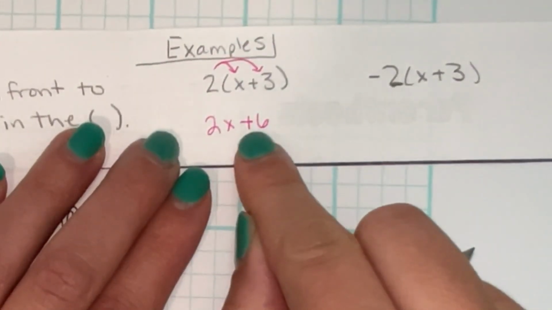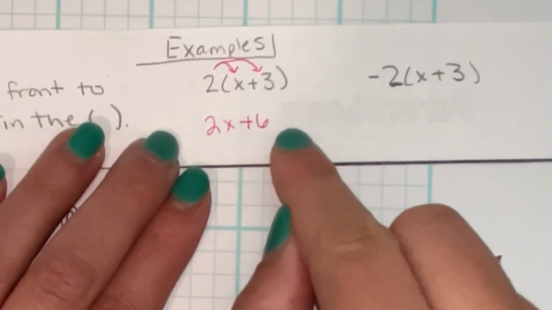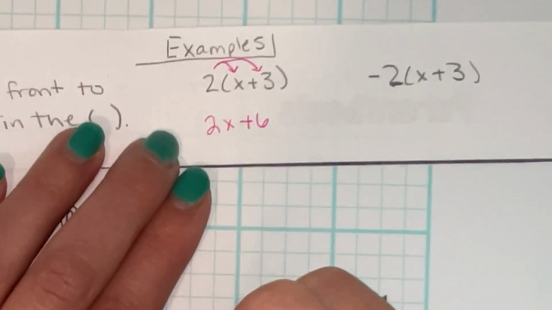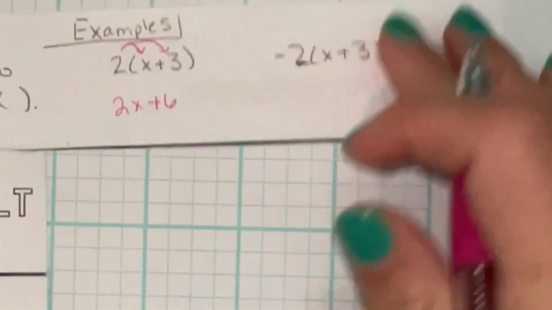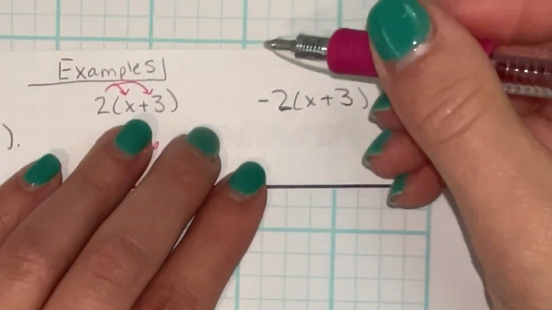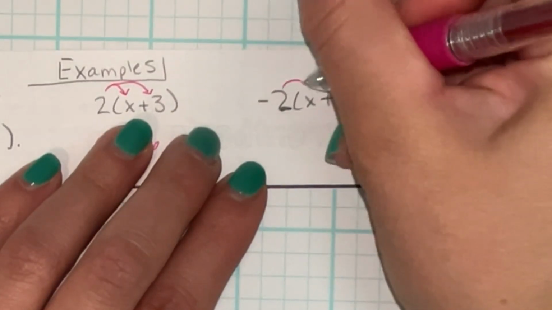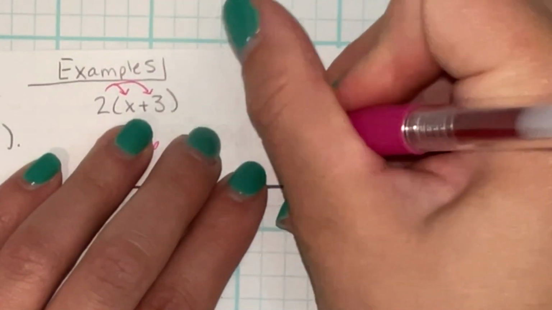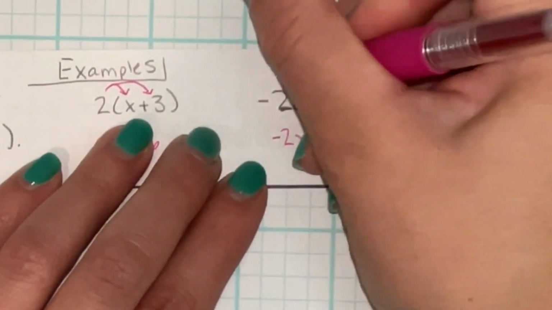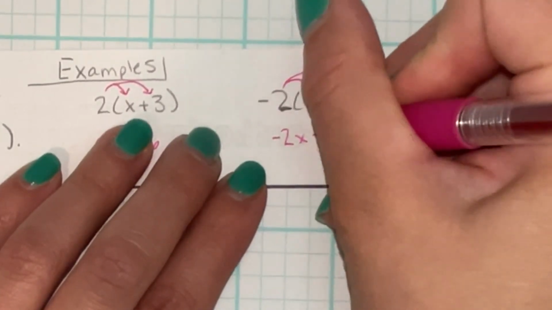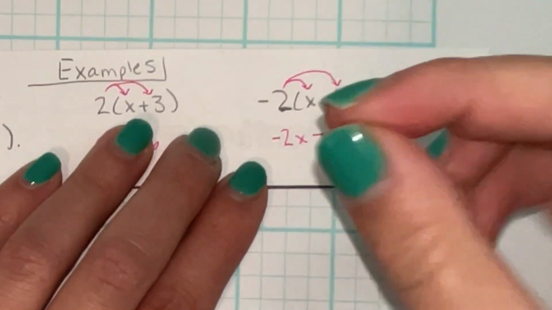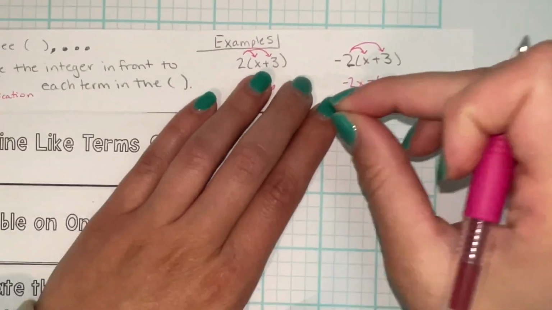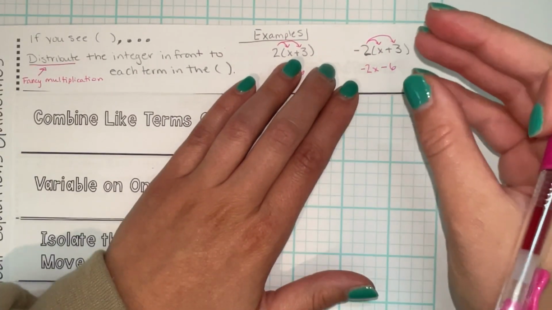But make sure you still have a plus or a minus in between each of the integers, or in between each of the terms. Because, for example, if you have a negative 2, I'm going to distribute that. Negative 2 times x is a negative 2x. Negative 2 times this positive 3 becomes a minus 6. Okay, so remember, minus and plus, negative and minus are very interchangeable in math.